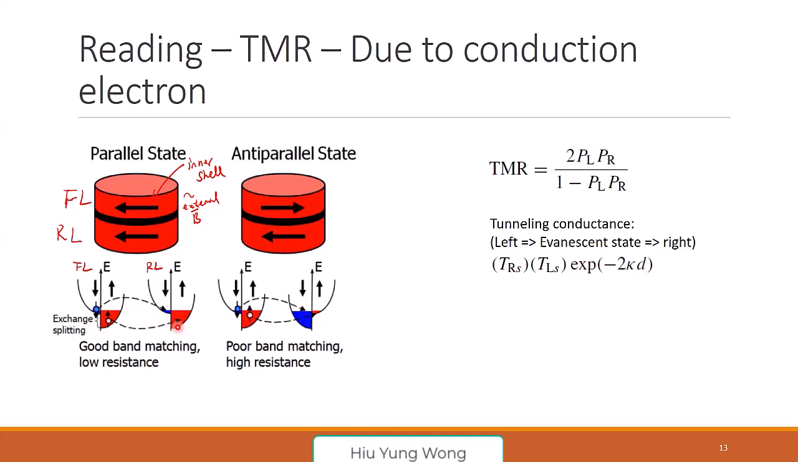And because of this, now you see that if they are parallel, I have a lot of electrons here to tunnel to here. So I have large current. But in this anti-parallel state, pointing up can only tunnel to a very small density of states. But pointing down can tunnel to a lot of spaces, but you only have very few sources. That's why you have a large resistance.